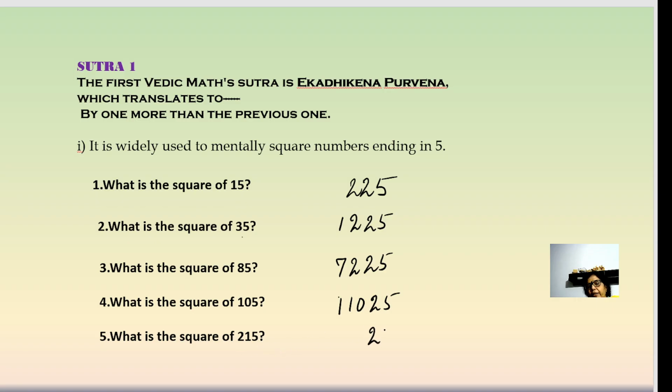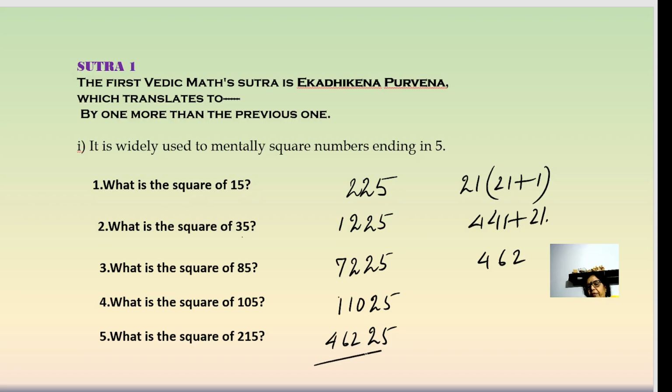215. First I'll write 25. Now you have 21 into 22, which you can do mentally if you want. But here is another additional trick for that. You can write 22 as 21 plus 1. And you get here 441 plus 21. So this becomes 462. So your answer is 46225.